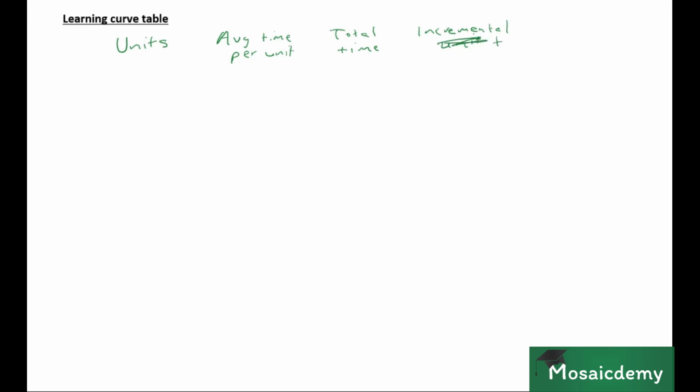Incremental time, sorry. So incremental time. Now, the units or batches column always follows a standard format. You start with 1, and every time you move down a row, you multiply the previous value by 2. So 1 into 2, 2, 2 into 2, 4, 4 into 2, 8, and if we had to continue, we would have 16, 32, 64, and so on.